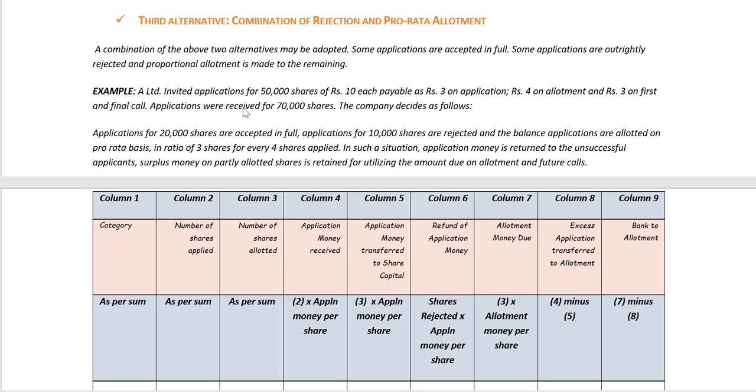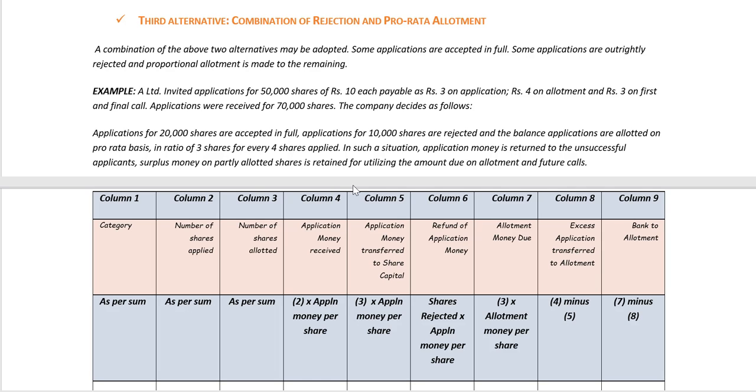A Limited invited applications for 50,000 shares of rupees 10 each, payable as rupees 3 on application, rupees 4 on allotment, and rupees 3 on first and final call. Applications were received for 70,000 shares. The company decides as follows. Applications for 20,000 shares are accepted in full. Applications for 10,000 shares are rejected, and the balance applications are allotted on a pro-rata basis in the ratio of 3 shares for every 4 shares applied.